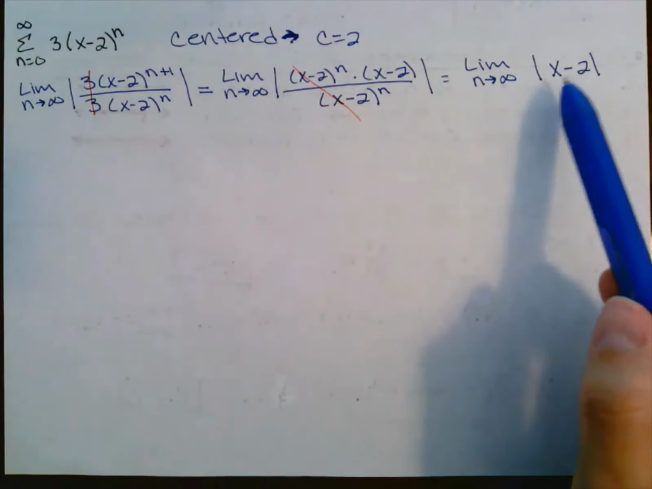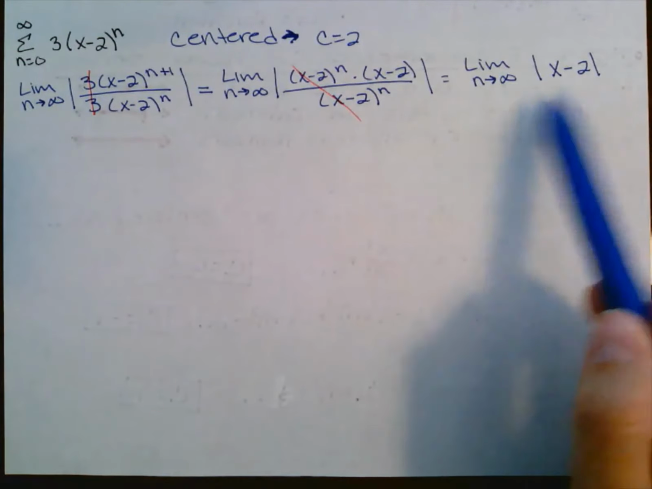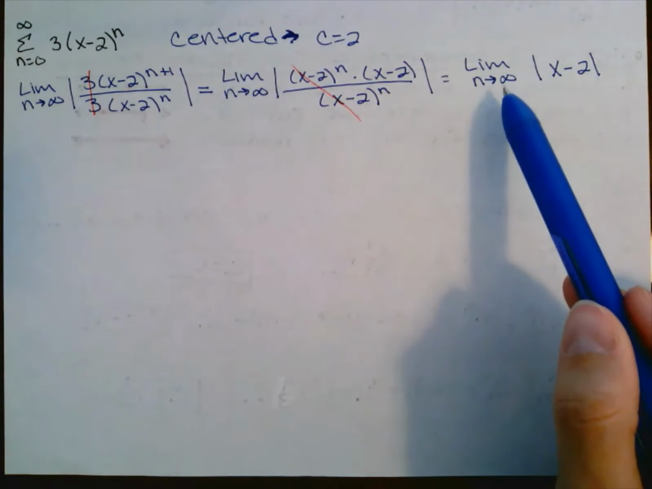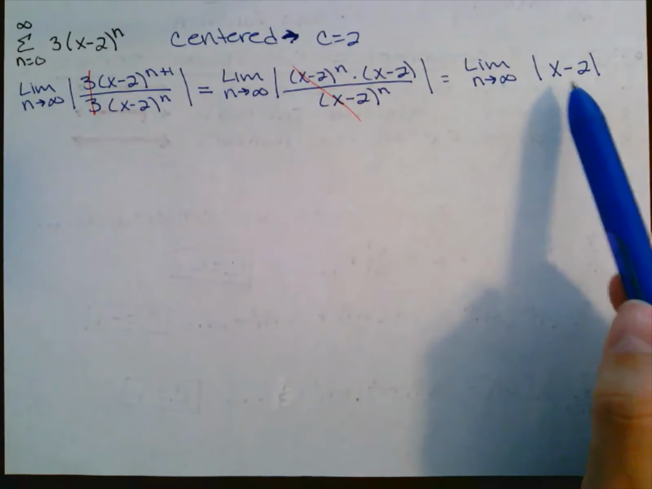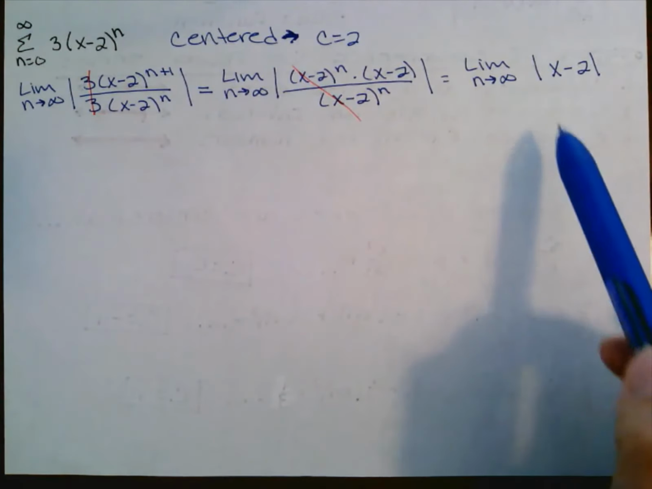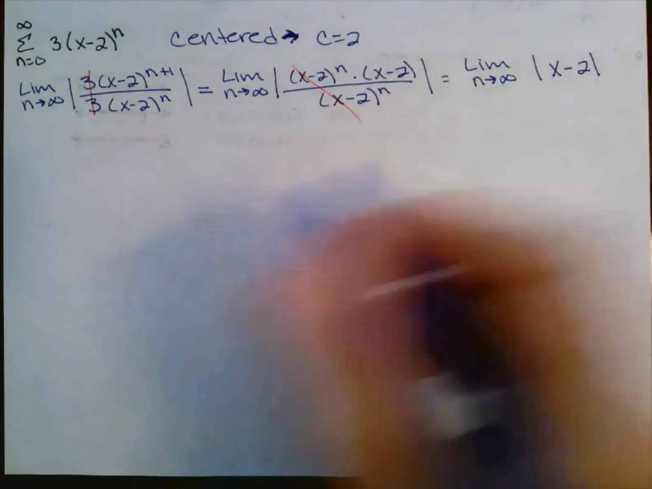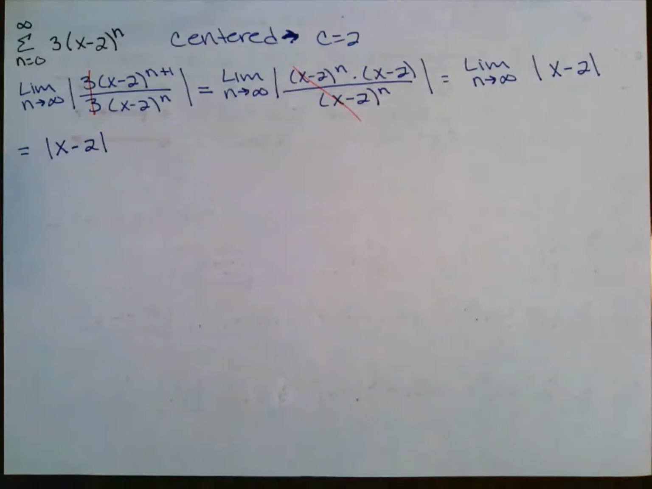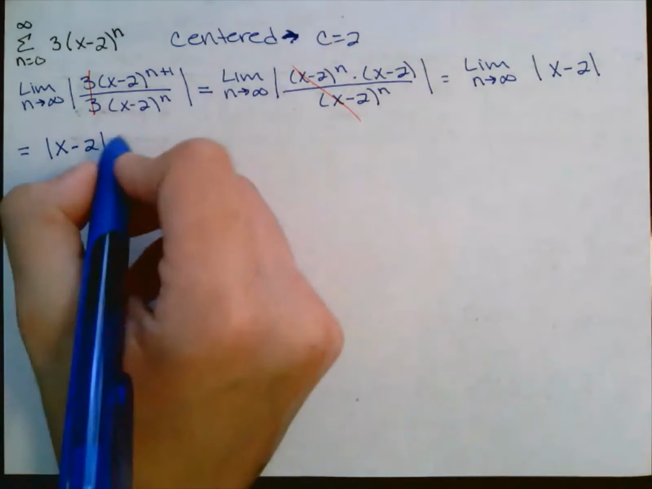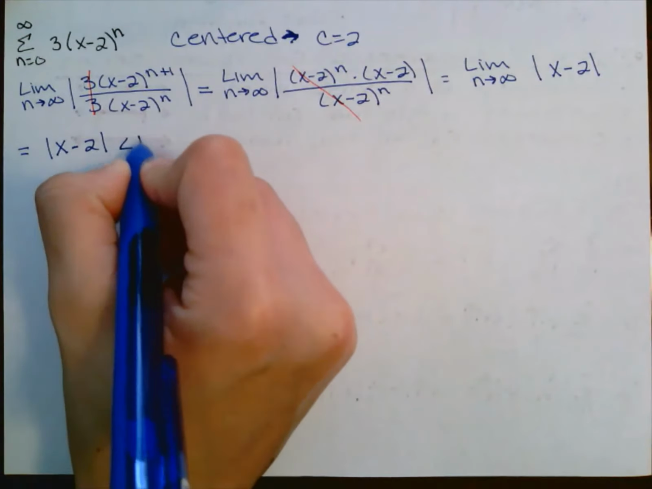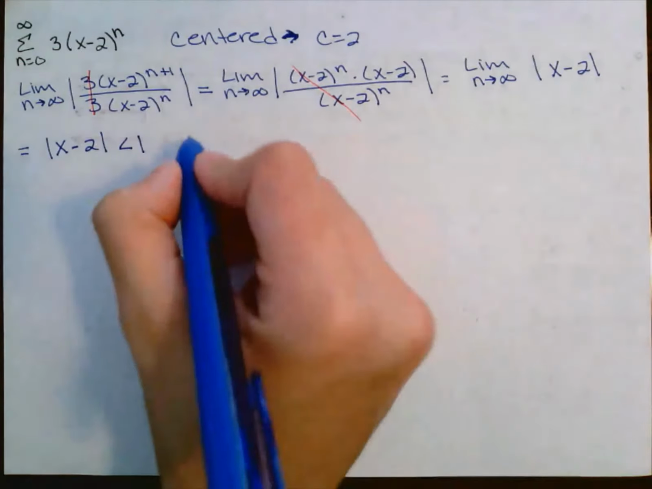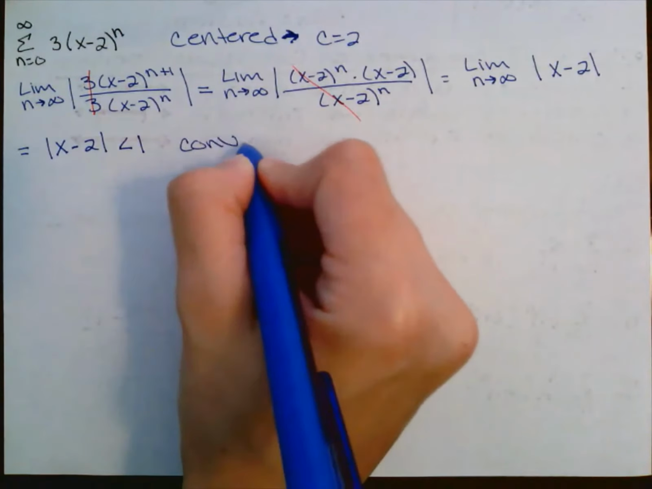The same thing happens here if I have an x minus 2 with no variable of n. Since there is nothing to plug infinity into, I'm just left with this absolute value of x minus 2. So my answer is absolute value of x minus 2. Okay? Now remember, my curiosity here is about where and when it converges. In order for this to converge, it would have to be less than 1, right? I'll put converge here.